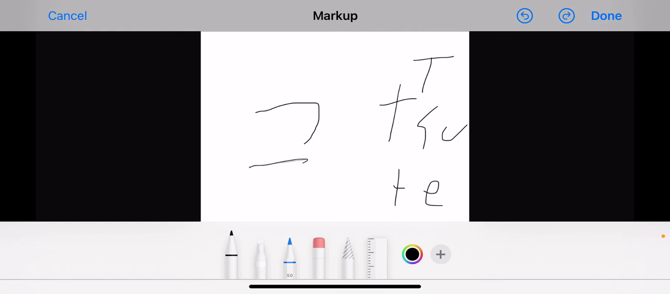Okay, so those two don't look alike whatsoever, but you can remember it because Tsu is like a little shrimp. You put eyes on it, and it looks like a shrimp. And then Te looks like the letter T. So that's how you remember it.